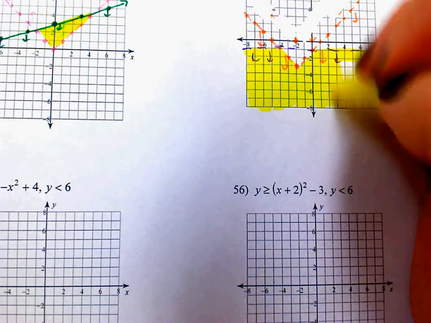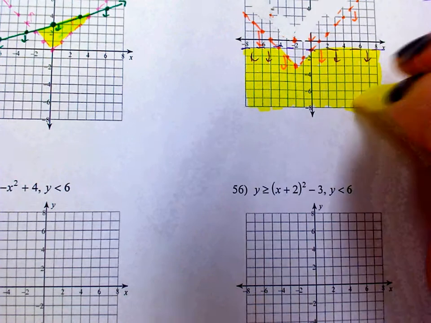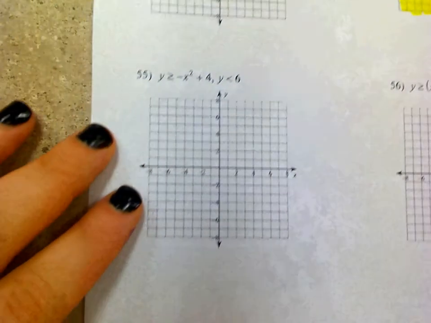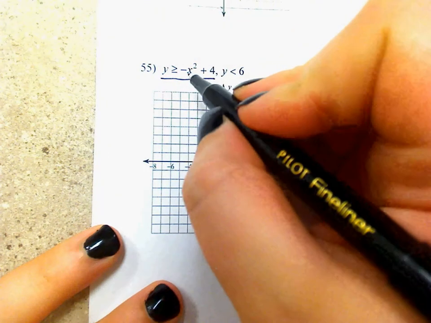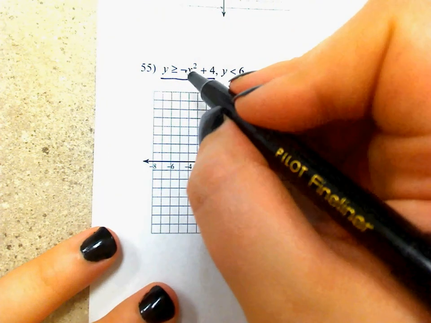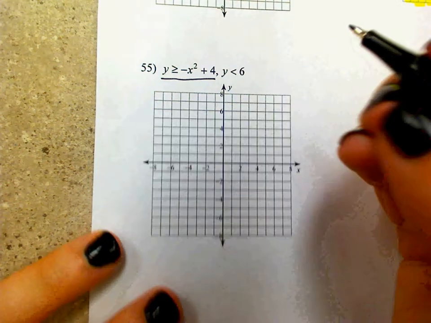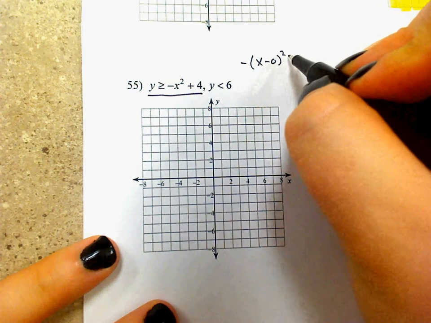Alright, on 55, we have the quadratic -x² + 4. So that is a parabola shifted up 4 and facing downwards because of the negative. If you're uncomfortable with that, you can think of it as -(x - 0)² + 4. So the vertex is at (0, 4). And then there's a 1 on the front, so we go to the right and left and go down 1.